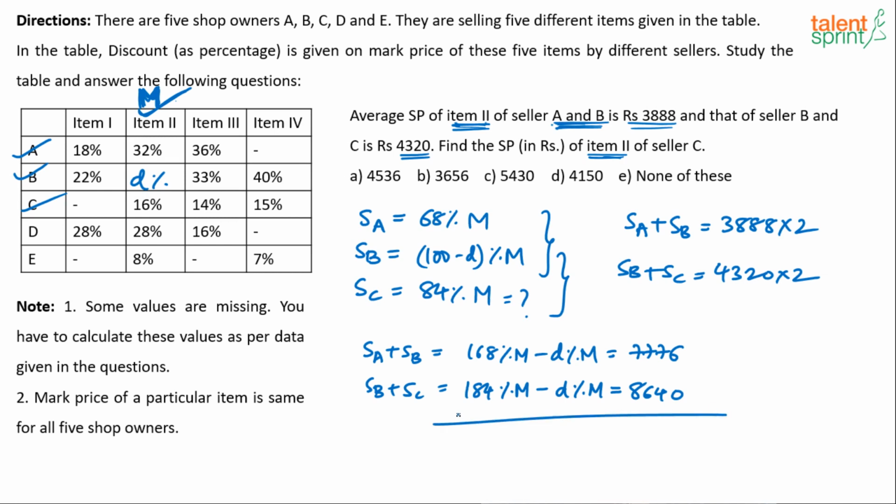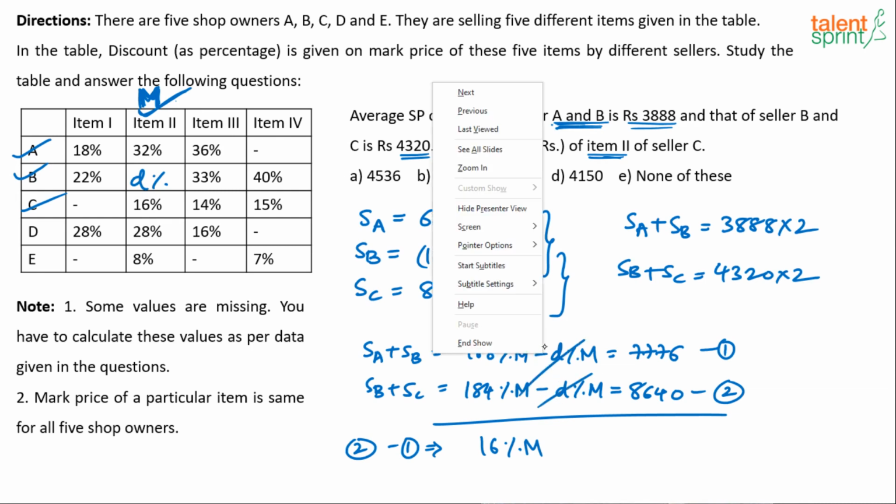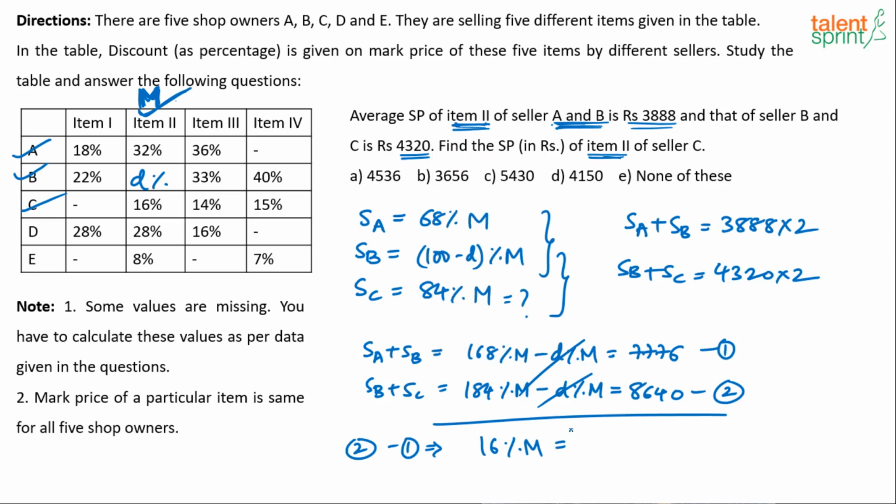Simple. What I'm going to do here is, let's say this is equation 1 and this is equation 2. Subtract 1 from 2. Do 2 minus 1. So what do we get? 184% of M minus 168% of M. That is how much? 16% of M is equal to this D percentage of M minus D percentage of M, and plus D percentage of M gets cancelled. Remember, we are subtracting, so this becomes plus. Should be equal to what? 8640 minus 7776. So that's like 640 plus 200, 840 plus 24, 864. You're done. 16% of M is 864. I want 84% of M. 84% of M is equal to what? Cross multiply, you get the answer.